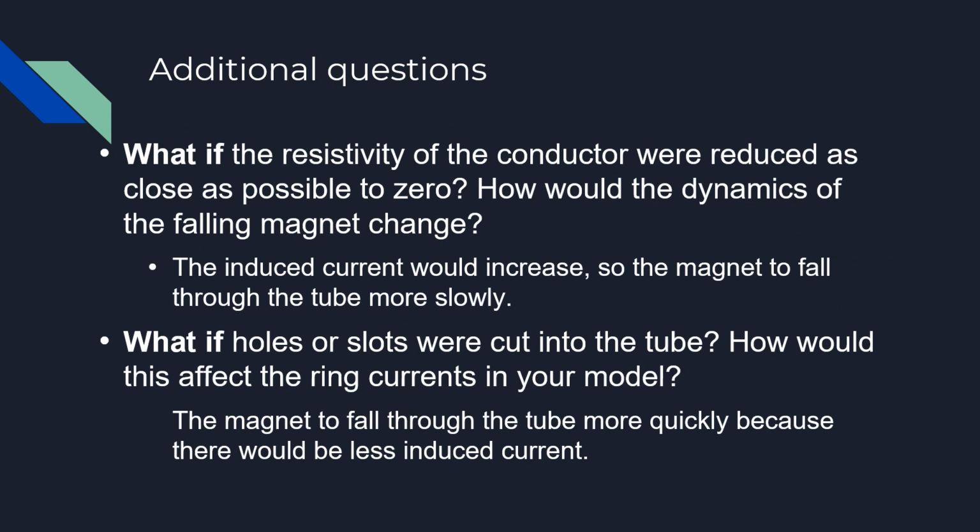Some of the additional questions asked at the bottom of the lab were, what if the resistivity of the conductor were reduced as close to possible to 0? This would mean that the induced current would increase, so the magnet would fall through the tube much slower. And if holes or slots were cut into the tube, the magnet would fall through the tube more quickly because there would be less induced current, and so it would fall faster.